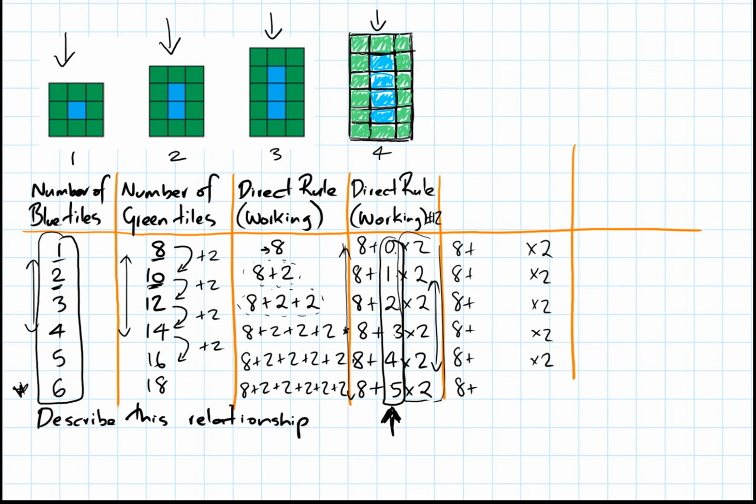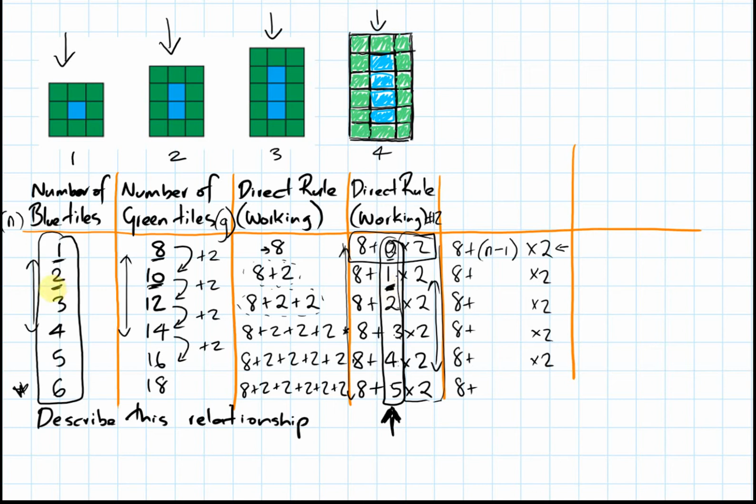So let's start putting in some letters to represent each of these headings. So number of blue tiles, let's call that N. Number of green tiles, let's call that G. So each of these numbers here, 0, 1, 2, 3, 4, 5, I would get 0 by subtracting 1 from N. So if I put in brackets here, N minus 1, when N is 1, then N minus 1 is 0. So this rule here fits the direct rule here. If we look at the second pattern, that number there is 1.